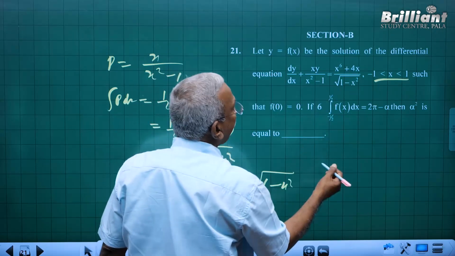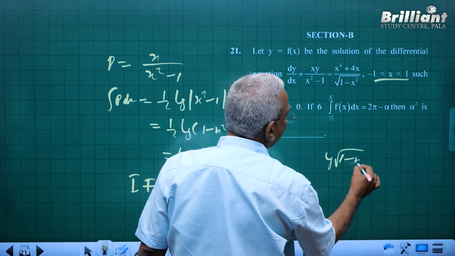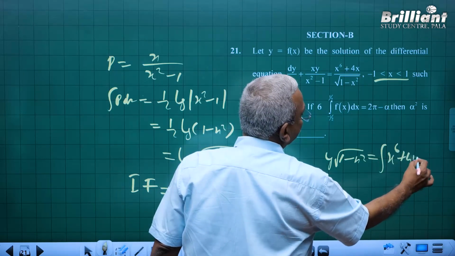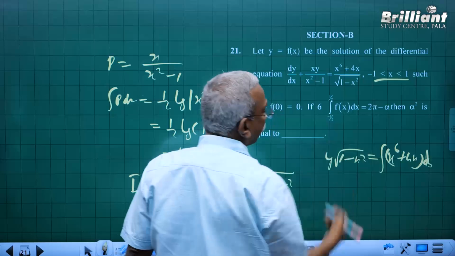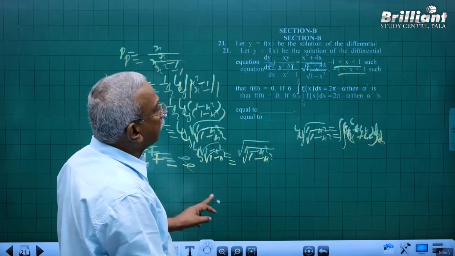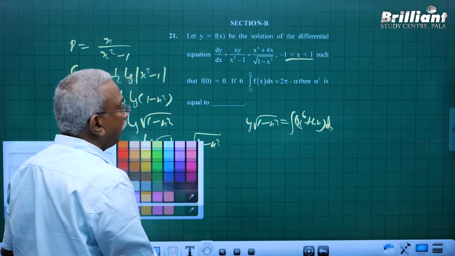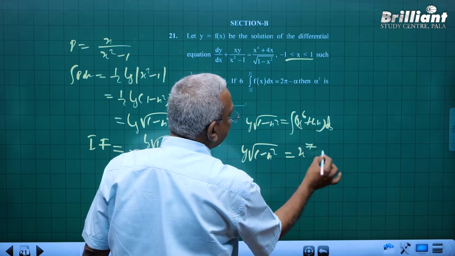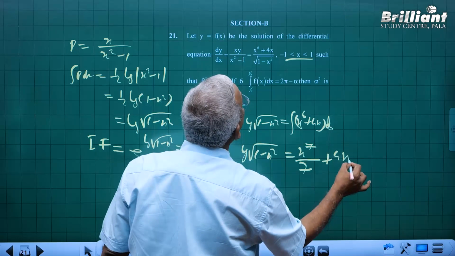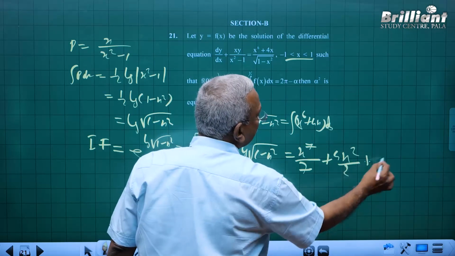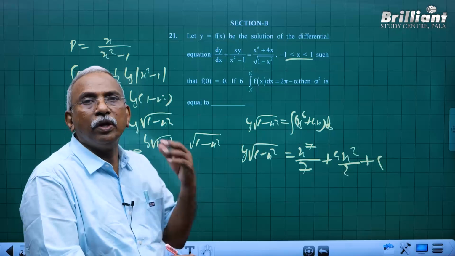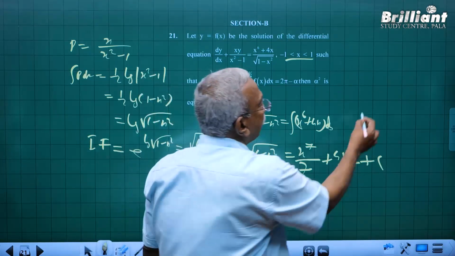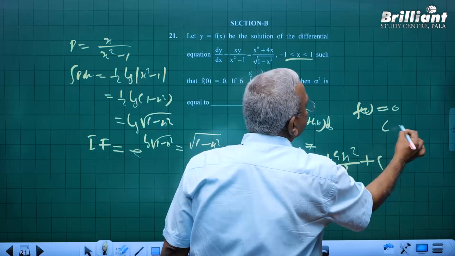So, the solution is y into root of 1 minus x square is equal to integral of x raised to 6 plus 4x, because that gets cancelled by this root 1 minus x square. Now, we can easily integrate it. That's equal to y into root of 1 minus x square is equal to x raised to 7 divided by 7 plus 4 x square divided by 2 plus c. Look at this, f0 equals 0 means when you replace x with 0, then y is also 0. So these terms get cancelled, then f0 equals 0 implies c equals 0.